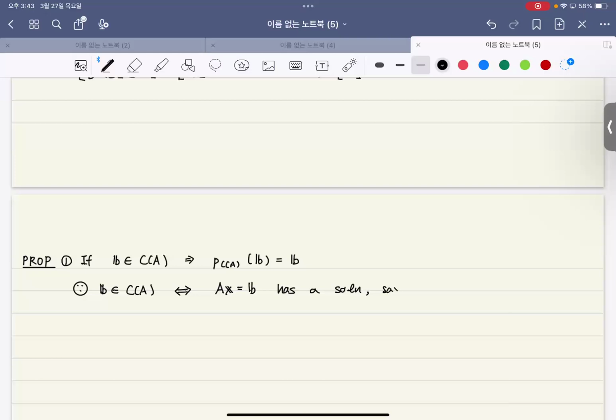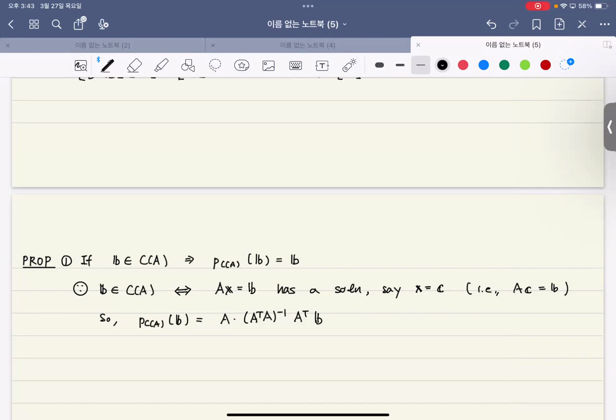Let me say C. So A times C is B. These are mathematically equivalent statements. So taking the projection, I have A times (A transpose A) inverse times A transpose times B.